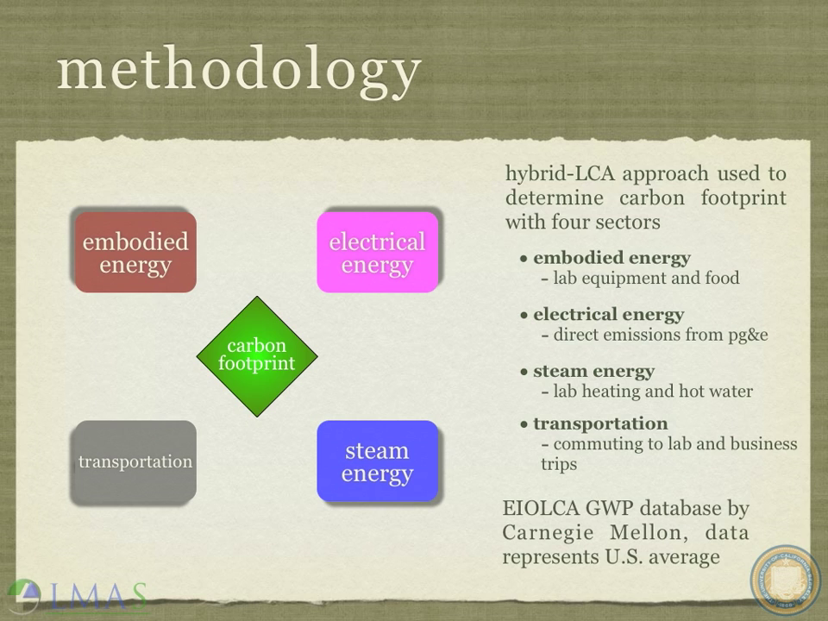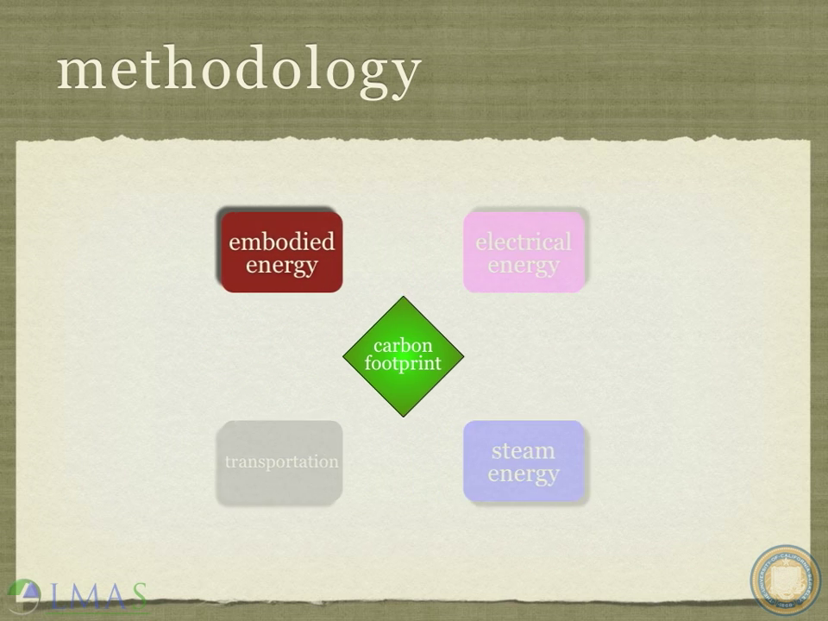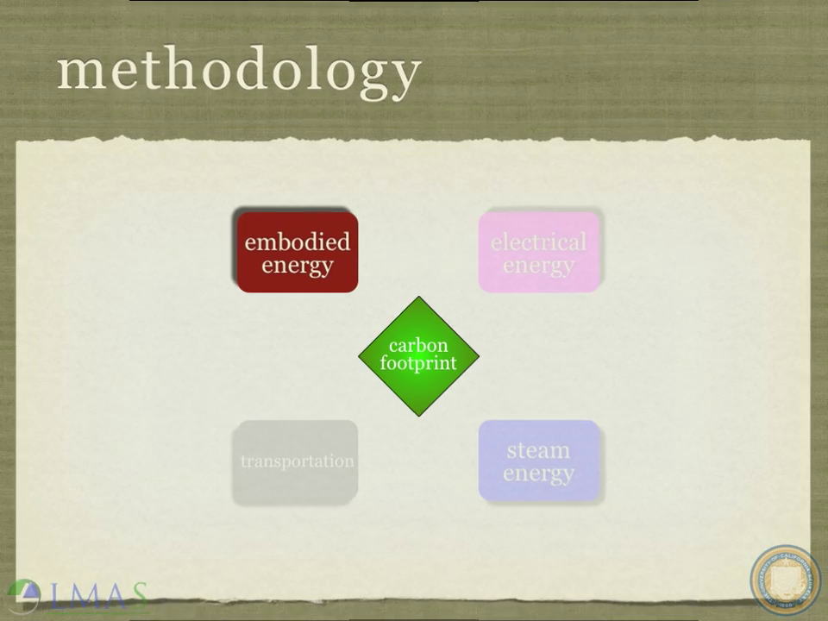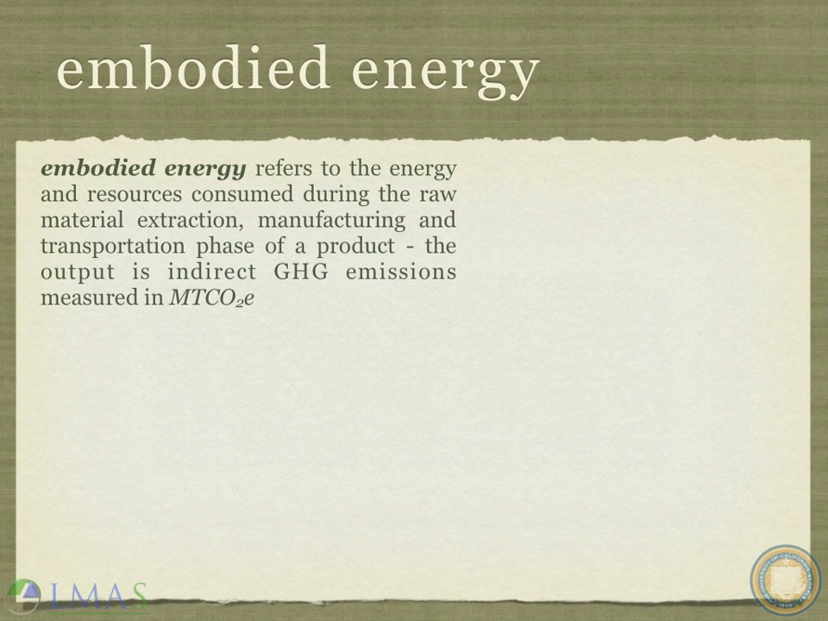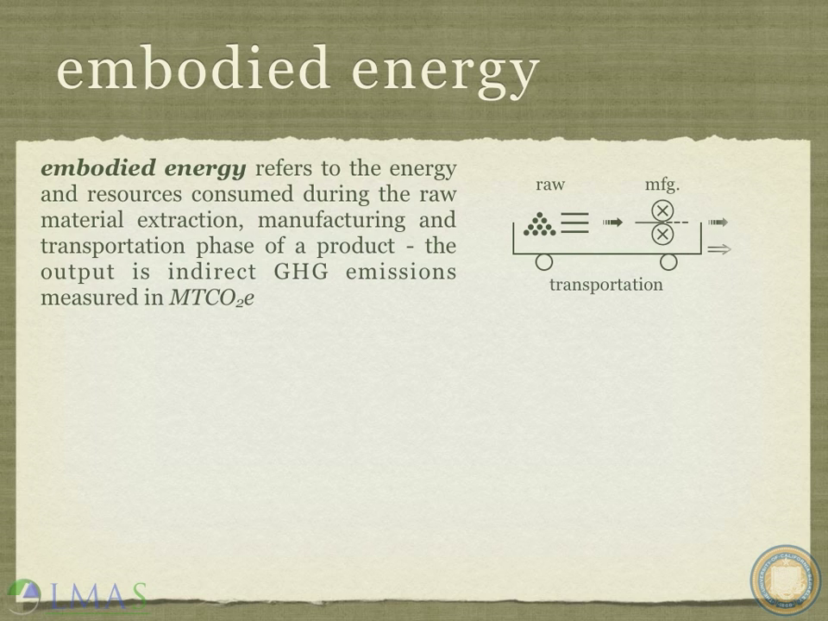The data for the EIO LCA GWP is provided by Carnegie Mellon, which gives a U.S. average of all major industrial sectors. Embodied energy refers to the energy and resources consumed during the raw material extraction, manufacturing, and transportation phase of a product. The output is indirect greenhouse gas emissions measured in metric tons of CO2 equivalent.